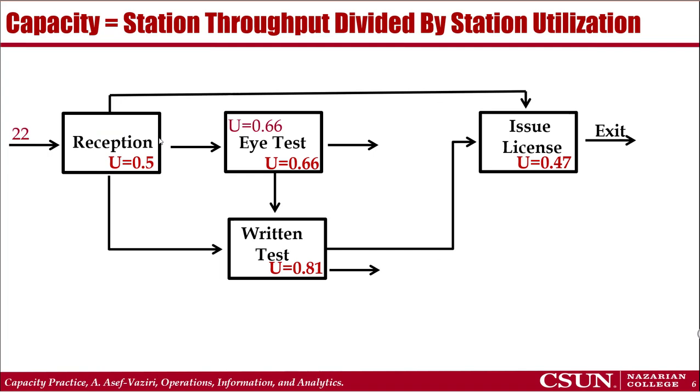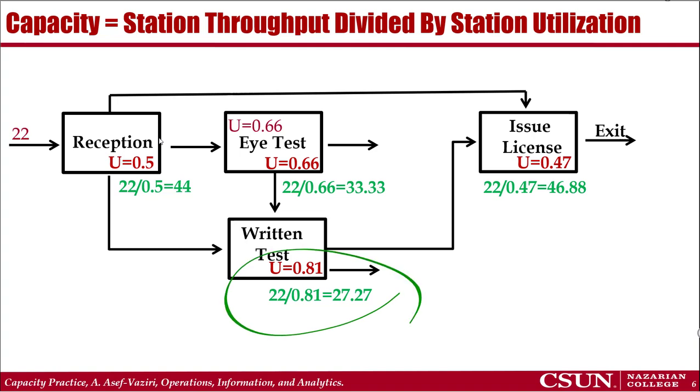So based on utilizations, capacity of the first station is 44 customers. Capacity of eye test is 33 customers per hour. Capacity of written test is 27 per hour. Capacity of the last station is 46 per hour. And out of these numbers, the bottleneck is here.